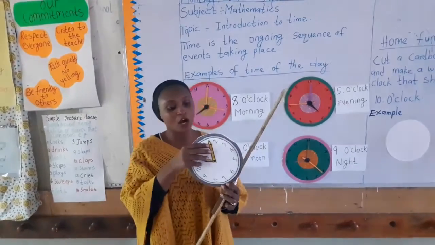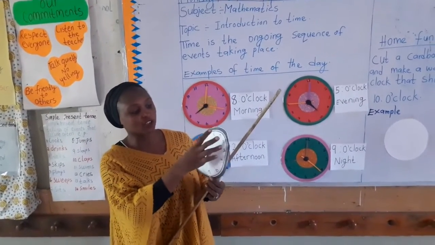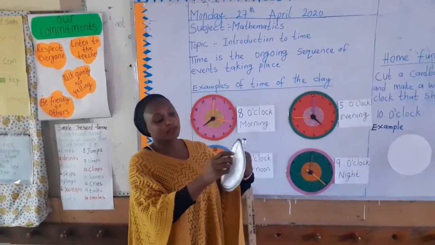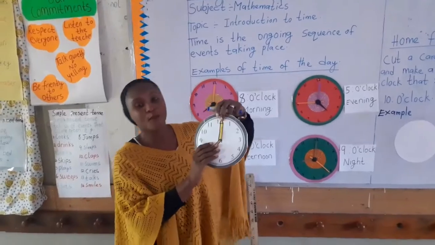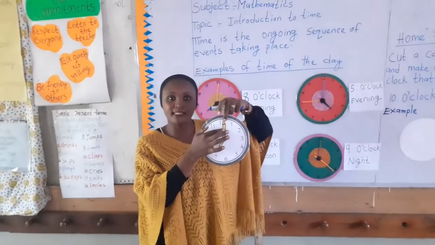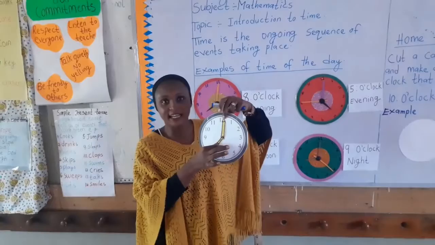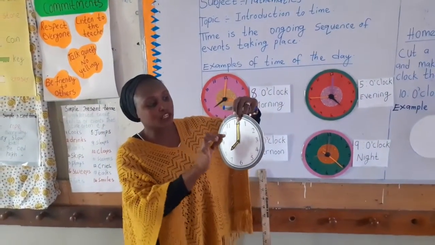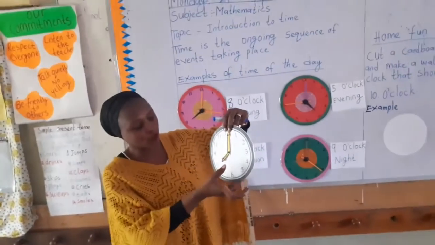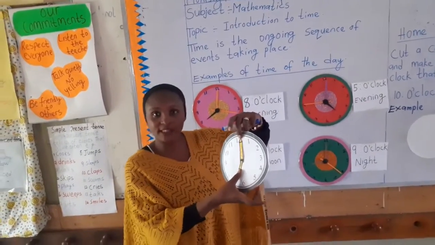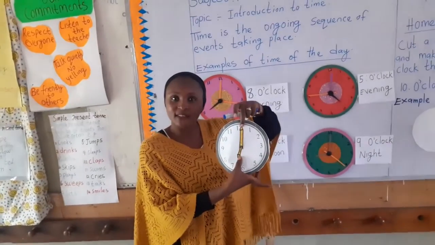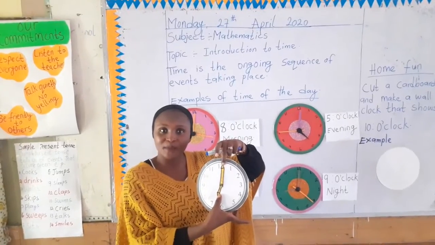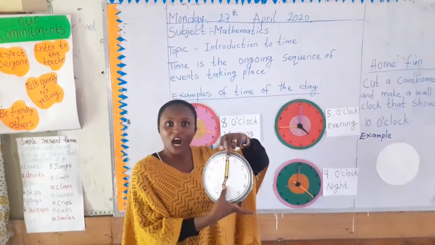In the wall clock, we have a long hand and a short hand on it. The long hand stands for the minute hand, while the short hand stands for the hour hand. When you see your long hand on 12 and your short hand on 7, it shows that your time is 7 o'clock. Repeat after me. Your time is 7 o'clock.